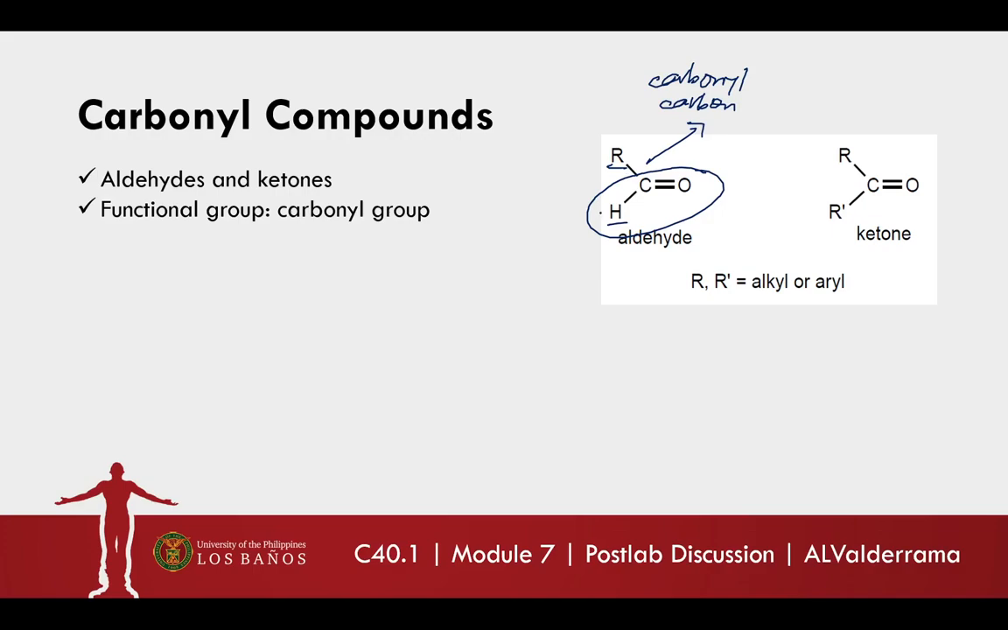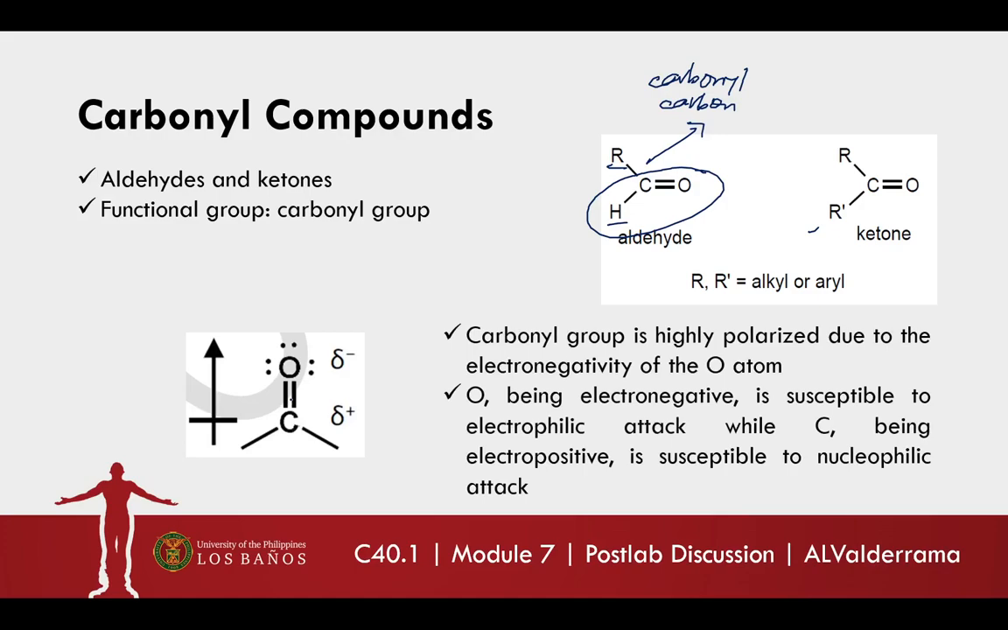Kapag naman ketone, yung H sa aldehyde natin, papalitan lang natin ng isa pang R group. Okay? So as you can see here, there is a difference in polarity. So basically, mas electron rich yung ating oxygen na part and electron deficient yung ating carbon. That's why we have here a highly polarized carbonyl group.